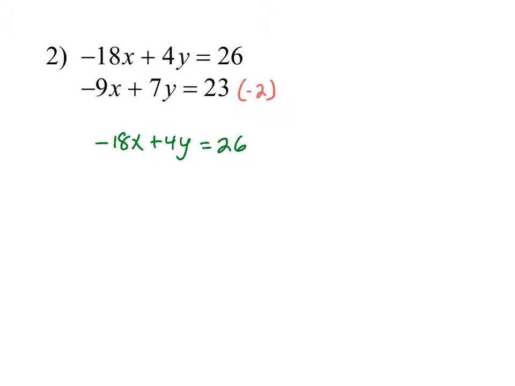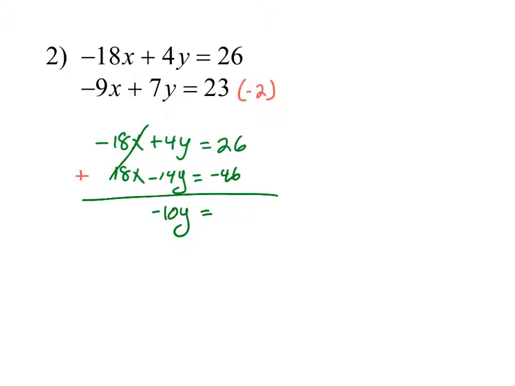Now I'm going to multiply. Negative 2 times negative 9x is 18x. 7y times negative 2 is negative 14y. And 23 times negative 2 is negative 46. Now my x has opposite coefficients, so I'm going to add my equations and cancel out the x. 4y plus negative 14y is negative 10y. And 26 minus 46 is negative 20.